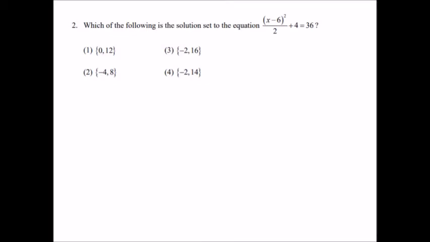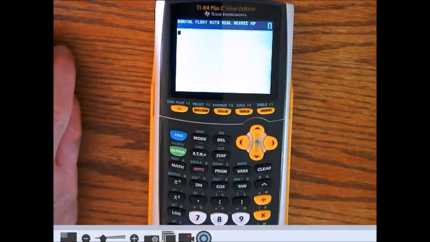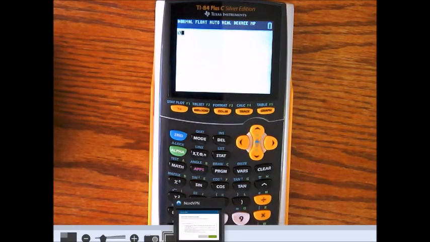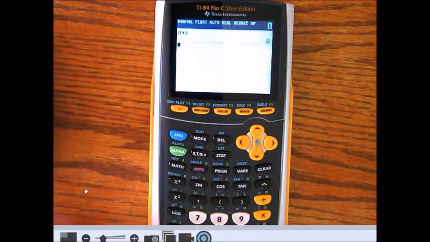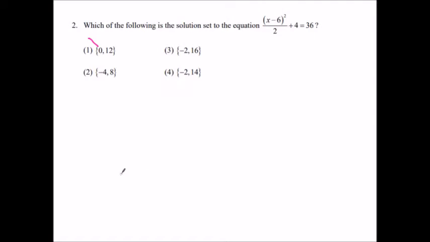Moving on to number 2, which of the following is a solution set to the equation? So we basically just have to solve this and figure out the two answers. Or what you could do is store one of the choices. There are two choices for each of these. In fact, let's do it that way, just to do a little calculator work. So we're going to store 0 for x. All right, and then we're going to type in this equation.